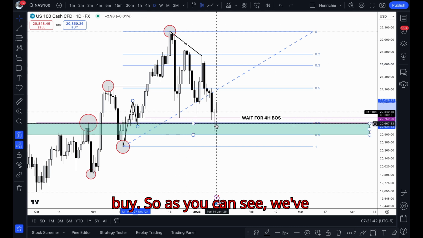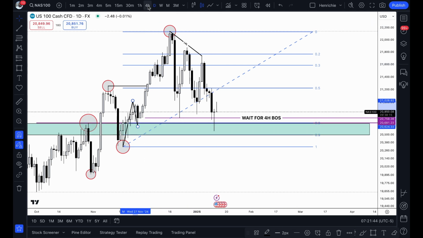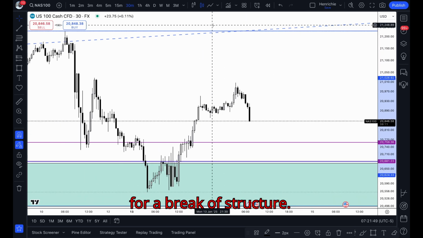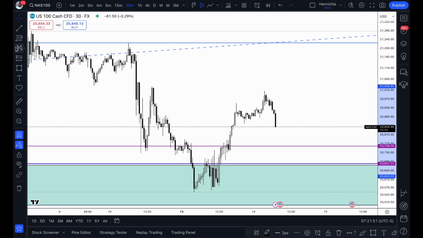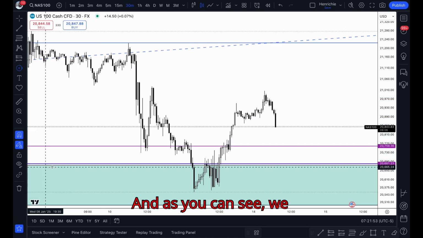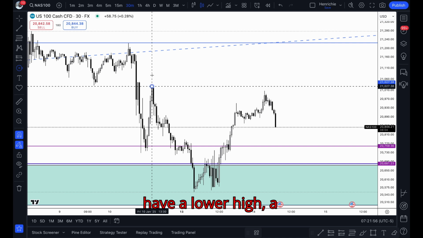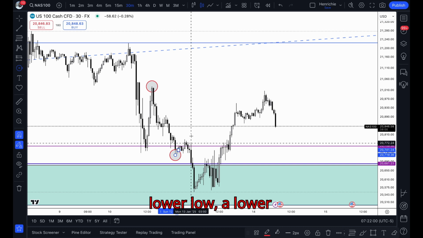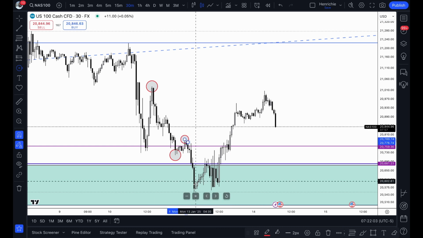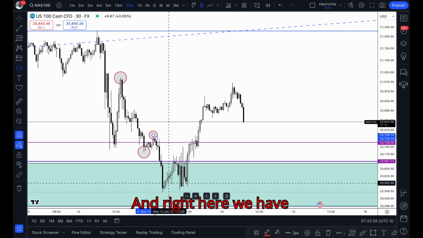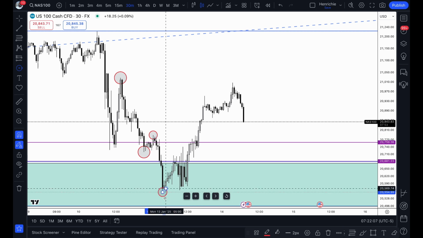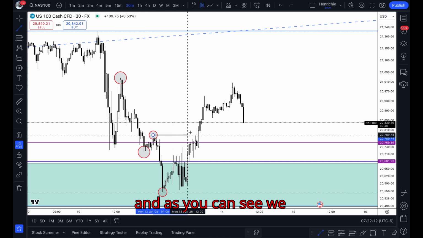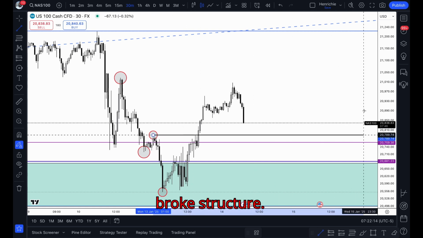So as you can see, we've taken the liquidity. Go to the 30 minute time frame and look for a break of structure. And as you can see, we have a lower high, a lower low, a lower high, and right here we have a lower low. And as you can see, we broke structure.